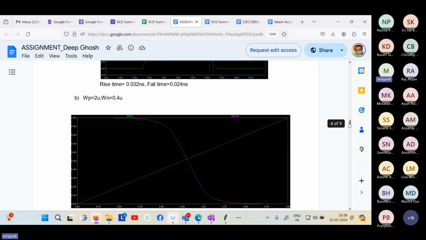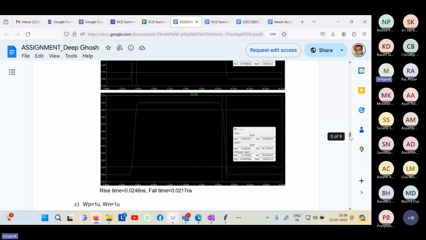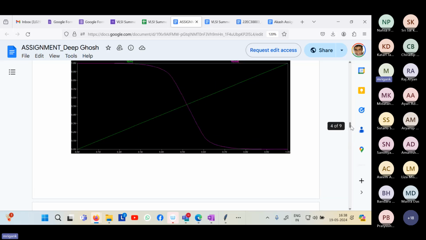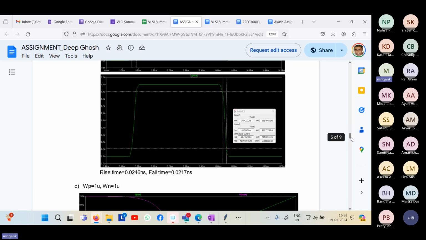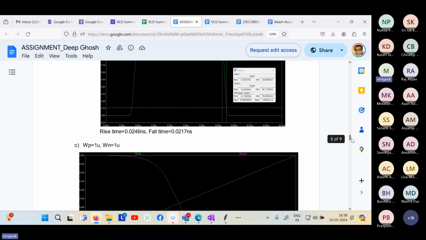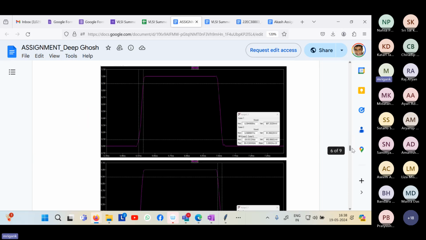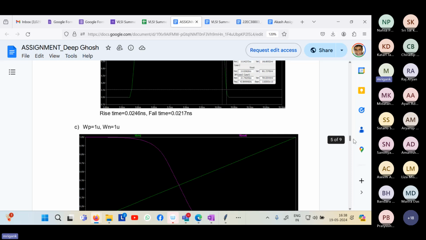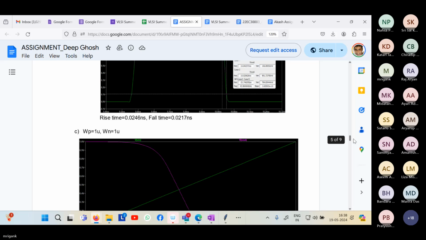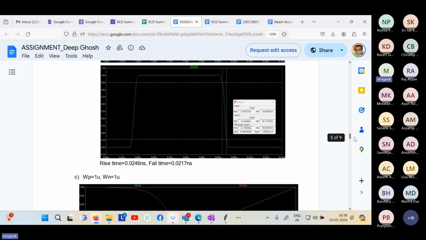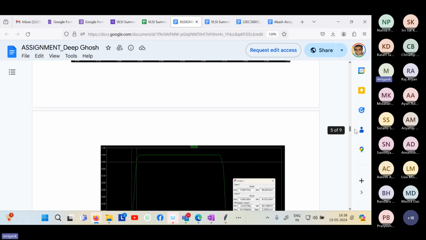And so W2 0.4, 0.2. Again, too many plots are not needed. Again, in transient waveform, in single plot also you can do it. But anyway, this is fine. He has shown the calculation also. So, and where is the value? So for W, in this case he's showing 0.024 and 0.0217.